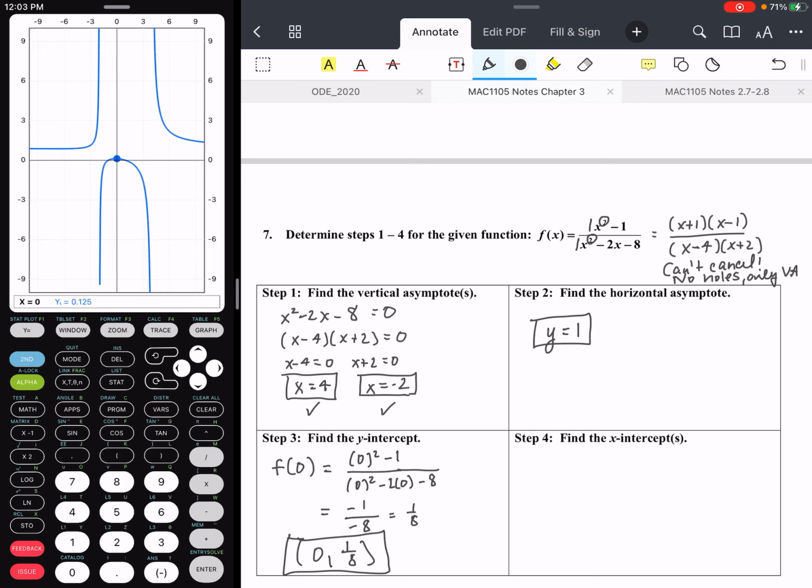All right, and then finding the x-intercept. Also, again, it's not obvious to me what these are on my graph.